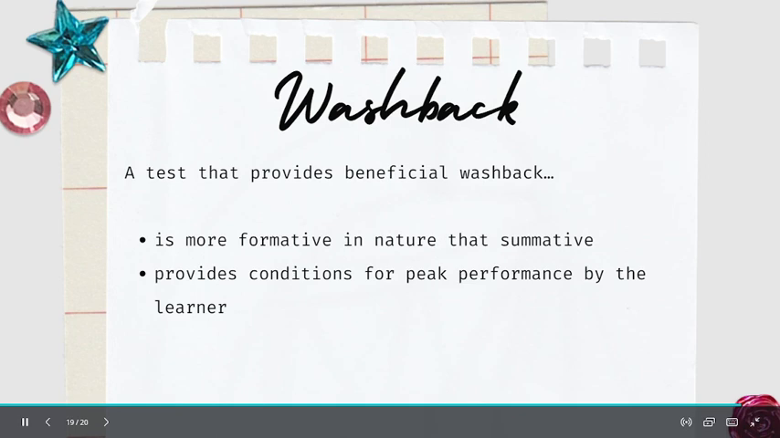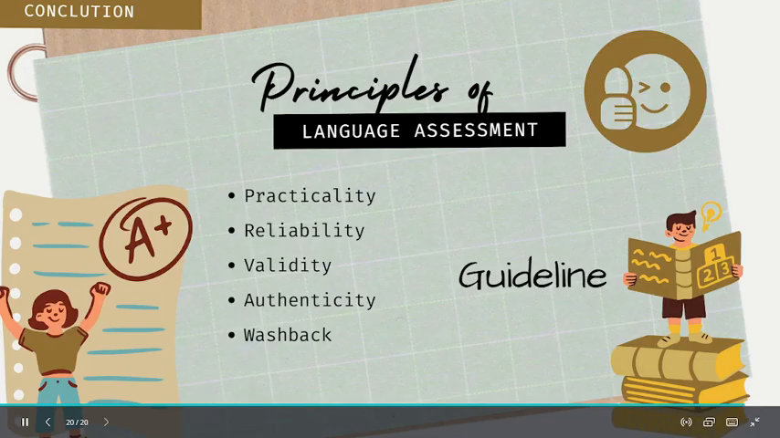Washback enhances a number of basic principles of language acquisition: intrinsic motivation, autonomy, self-confidence, interlanguage, among others. All these principles of language assessment are a guideline for an effective assessment.